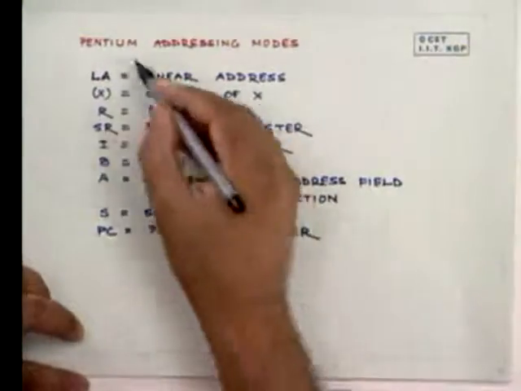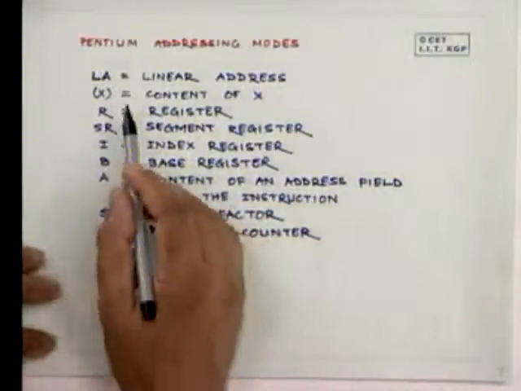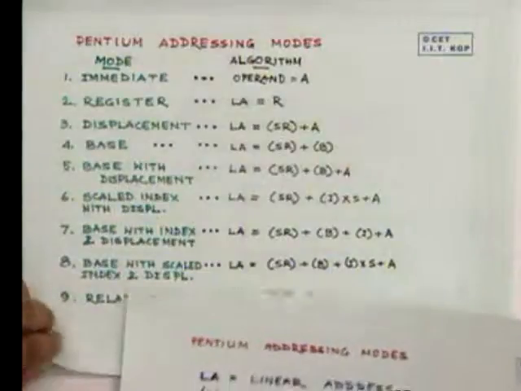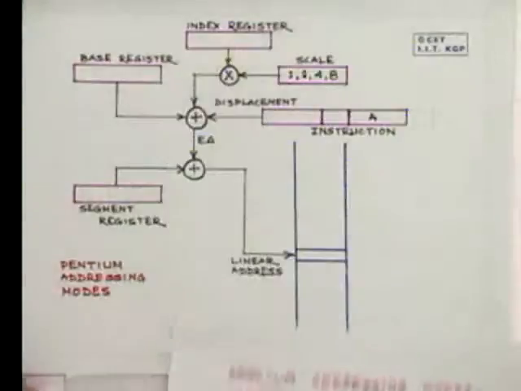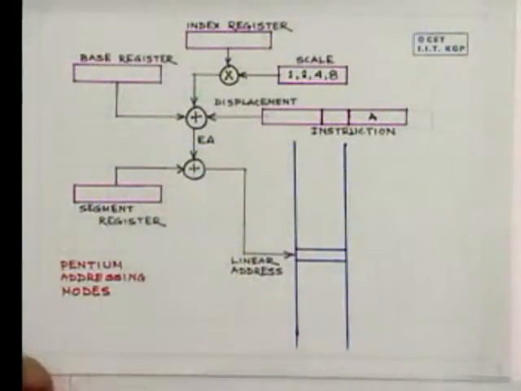Now, you take this as an explanation of the different symbols that have been used here, and you take this one to see from this diagram how the address is being computed. This will be self-explanatory.